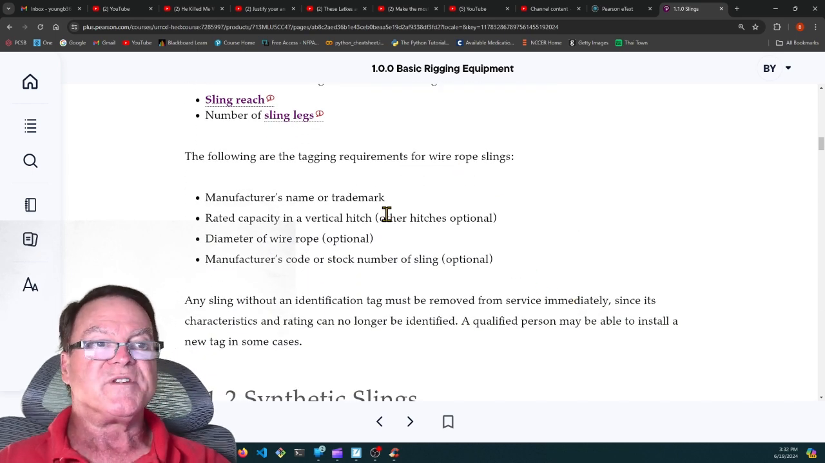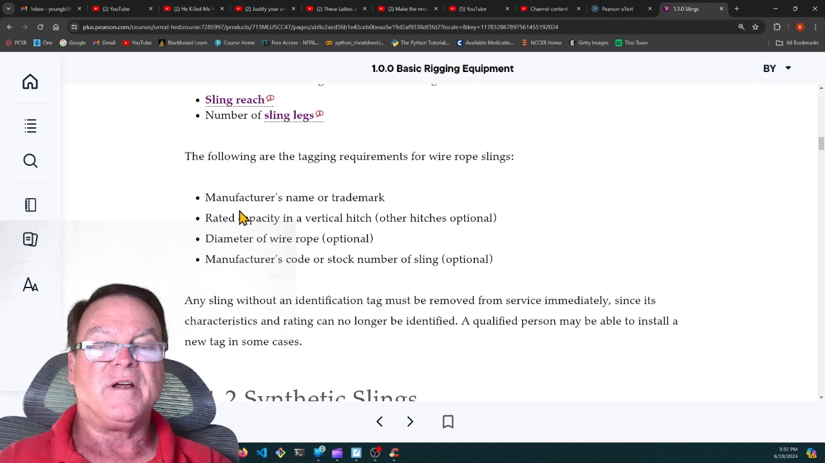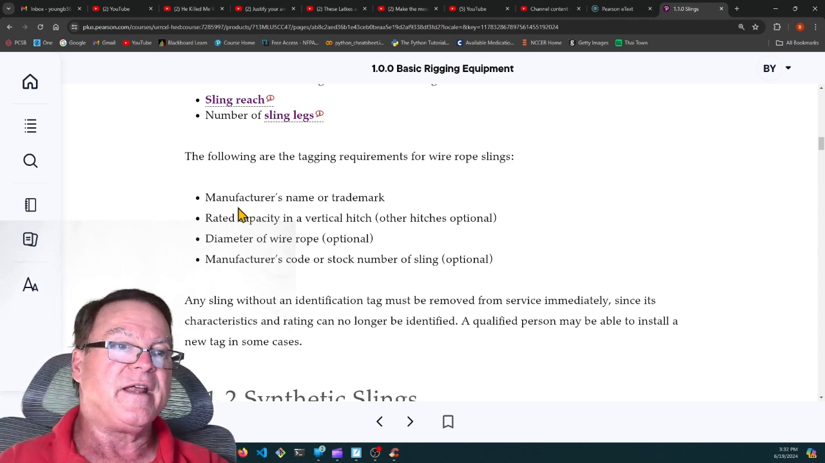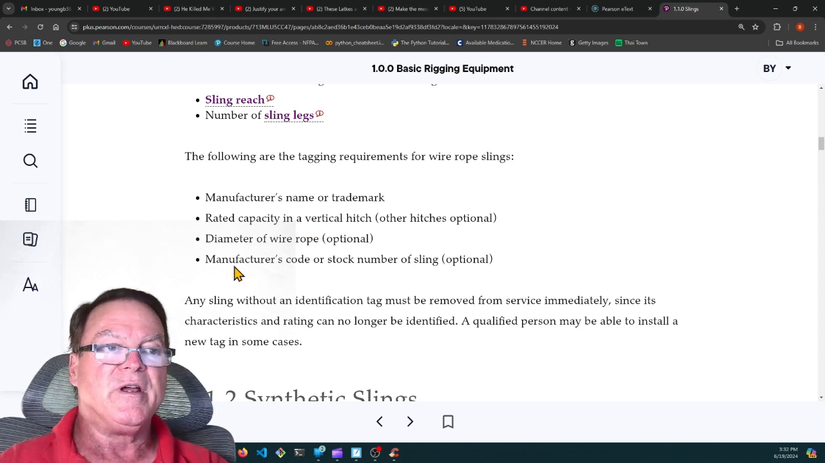So wire rope slings need to have a fixed tag that has the manufacturer's name or trademark, the rated capacity in a vertical hitch, the diameter of the rope, and the manufacturer's code or stock number of the sling.